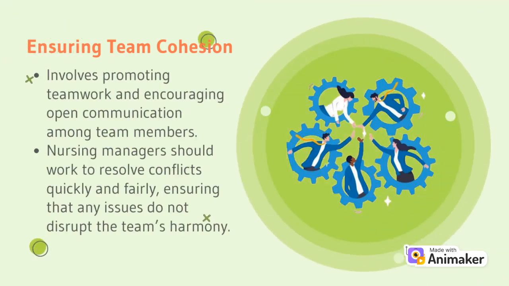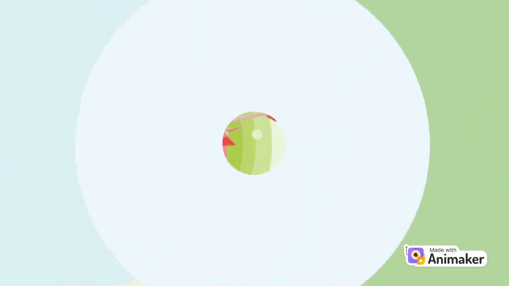Ensuring team cohesion means fostering a collaborative and cooperative team environment. This involves promoting teamwork and encouraging open communication among team members. Nursing managers should work to resolve conflicts quickly and fairly, ensuring that any issues do not disrupt the team's harmony. Team-building activities and regular meetings can help strengthen relationships and improve collaboration.